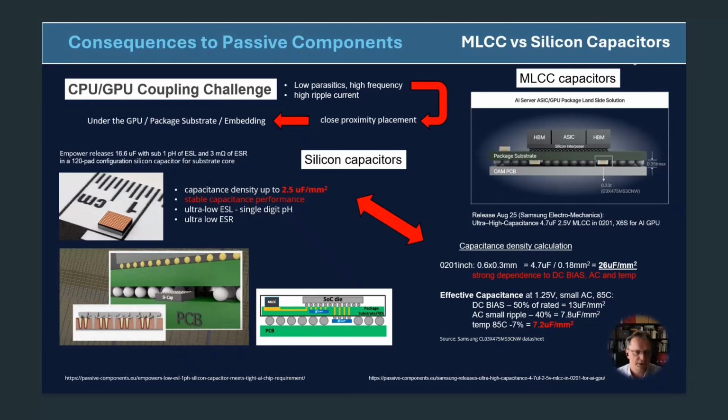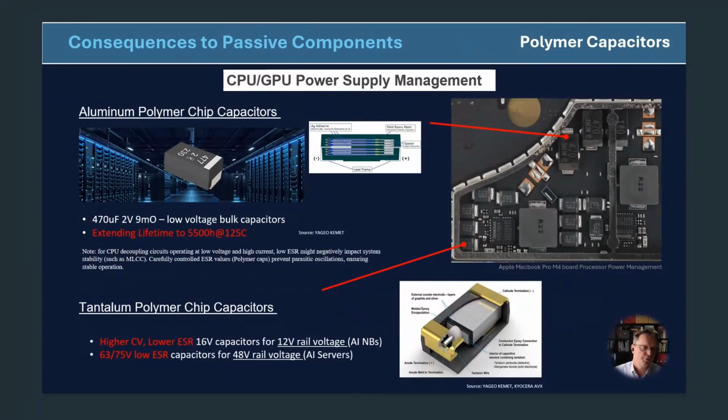On the other hand, the silicon capacitors are very stable, with stable capacitance over voltage and temperature, and can be used in very highly demanding applications and mission-critical applications. On the power supply management side, you can also see use of aluminum polymer chip capacitors or tantalum polymer chip capacitors in desktop computers or notebook computers. Then the main voltages are the 12 volt line, and then low voltage on the processor side.